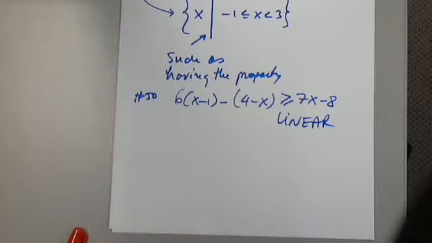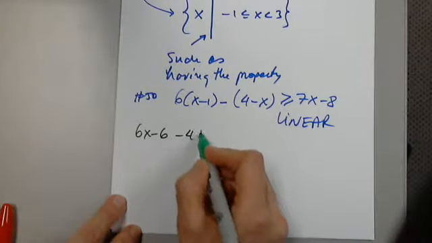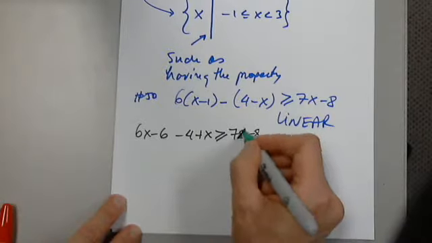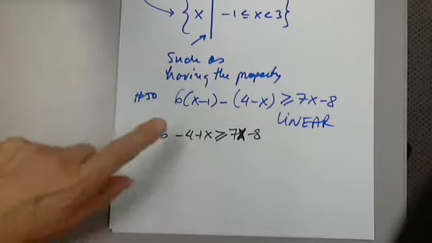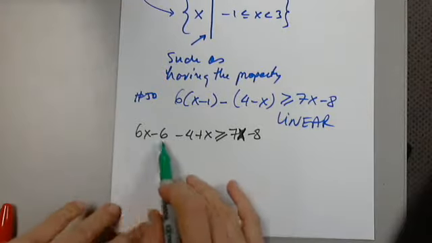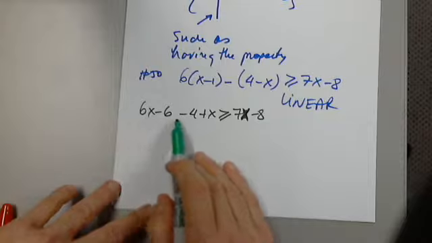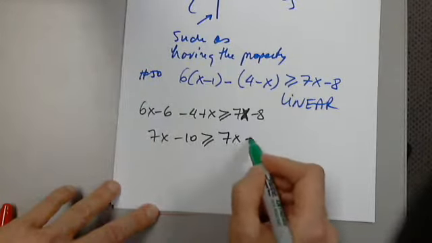What would you recommend we do? Very good. So then 6x minus 6 minus 4 plus x greater than or equal to 7x minus 8. Any questions? We distributed 6 and we distribute -1. Then combine like terms. Do not start moving terms around before you combine. So 6x plus x is 7x minus 10 greater than or equal to 7x minus 8.